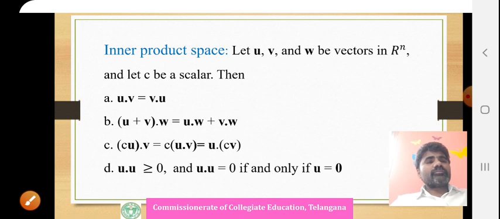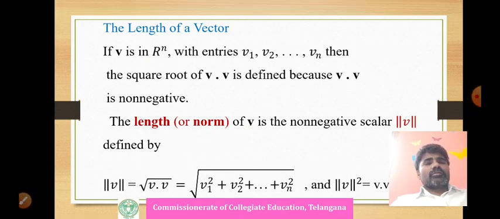Now, the length of a vector in an inner product space. Let R^n be an inner product space. v is any vector in R^n with entries, the components of v being v1, v2, up to vn. In the real case, u equals u1, u2, un, and v equals v1, v2, vn. There are n components or entries in v.